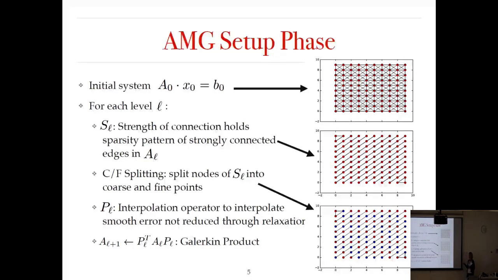Finally, you'll create an interpolation operator. So this interpolates between the coarse and fine levels. It's your transfer operator. And then you use that interpolation operator P to create your new coarse level. So the coarse grid operator A on level L+1 is equal to P transpose times A times P. So this is called the Galerkin product. It's a triple matrix product where all matrices are sparse.